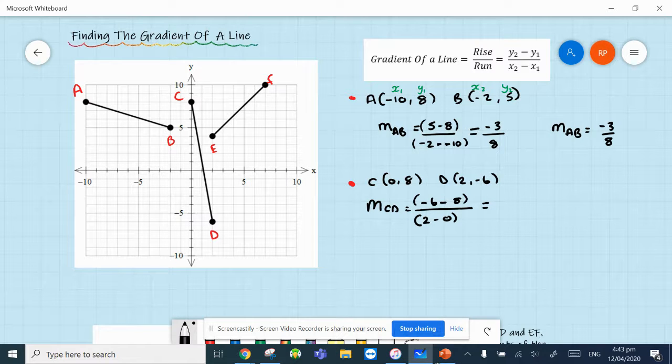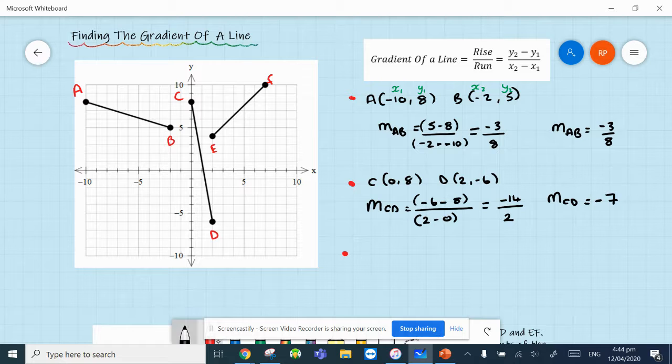So minus 6 minus 8 is minus 14. 2 take away 0 is 2. Negative 14 divided by 2 is negative 7. So if you can cancel it down to a whole number, do that. So the gradient of CD equals negative 7. And again, that line slopes down, so we get a negative gradient.